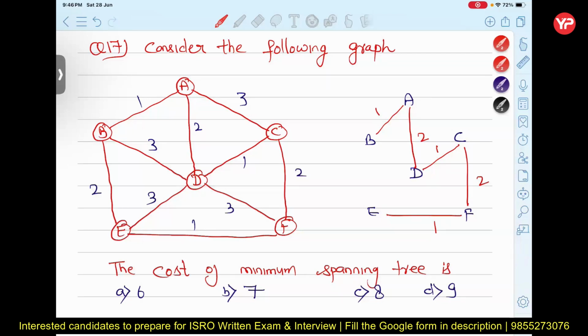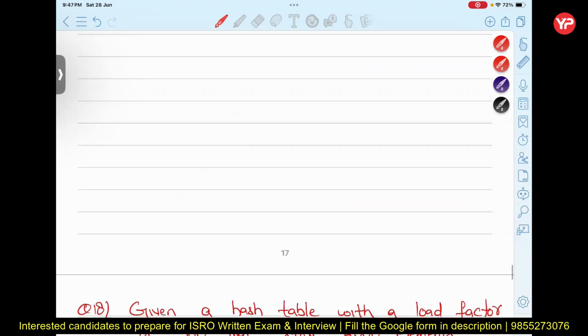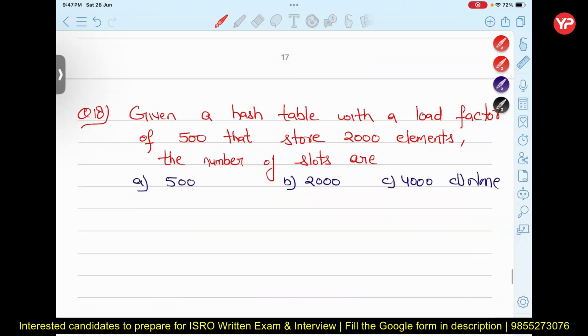So we have 4 plus 2, 6 vertices, so it has to be 5 edges. 1, 2, 3, 4, 5. Yes, 2 plus 2, 4. 4 plus 3, 7. 7 is the right answer. Very simple problem. And you will also find a lot of these types of simple problems in your PYQs, which we are going to solve. Students already know, since we already solved these in our regular classes.